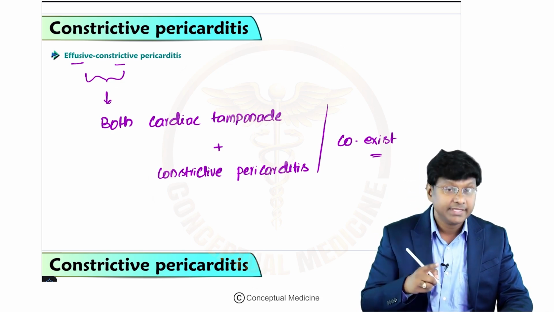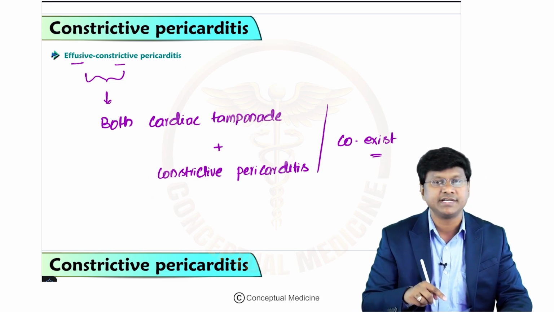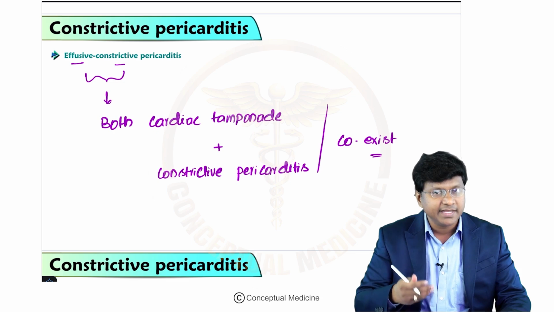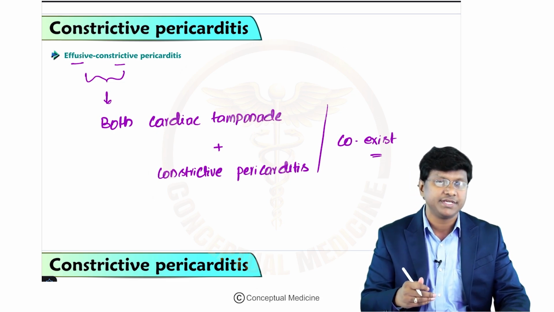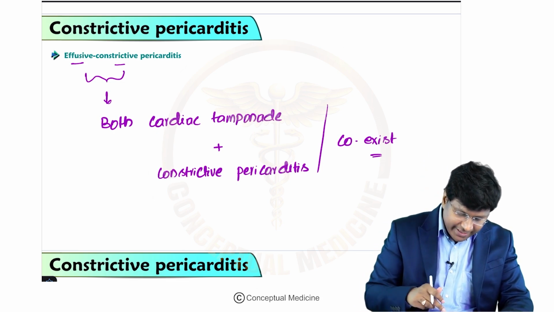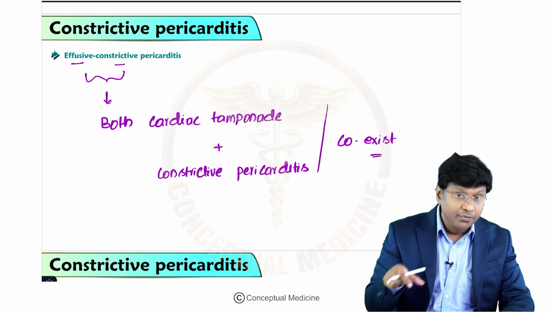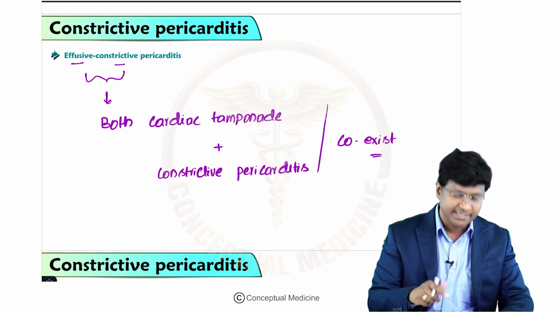Now, the only definitive way to diagnose this condition is to reveal the underlying constrictive physiology once the pericardial fluid is drained. So, how can you make out that the individual has developed constrictive pericarditis in the presence of cardiac tamponade?